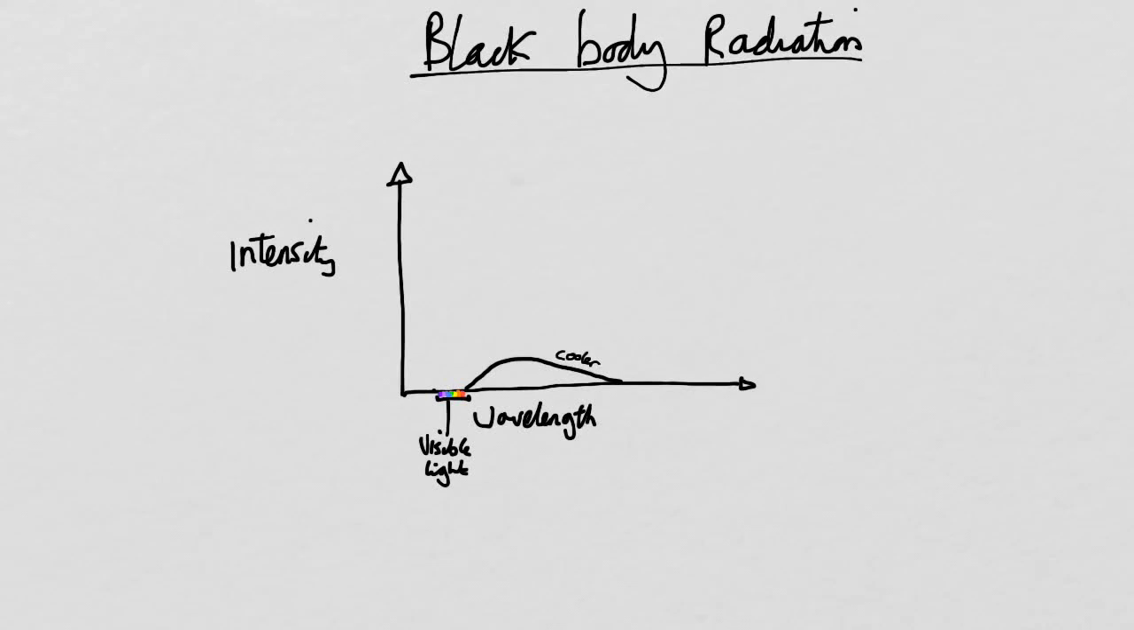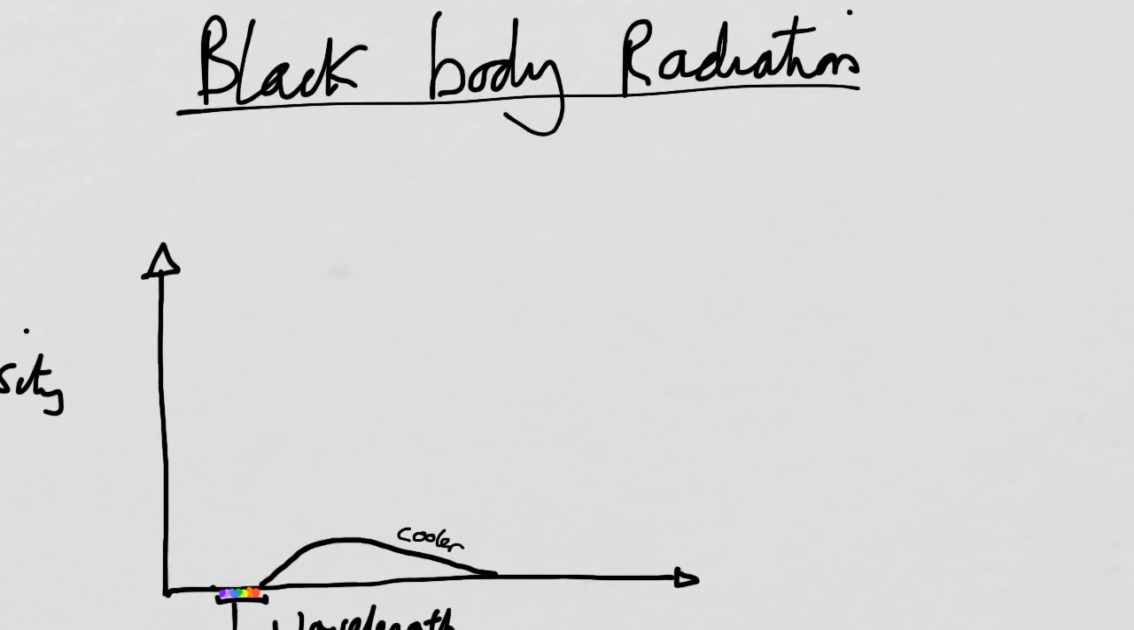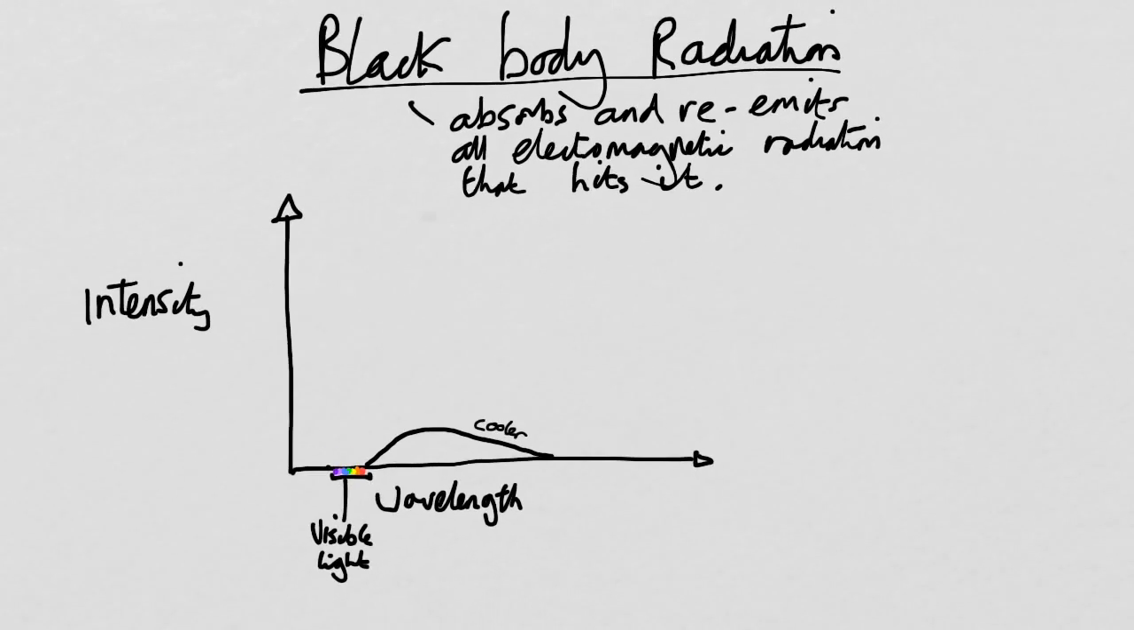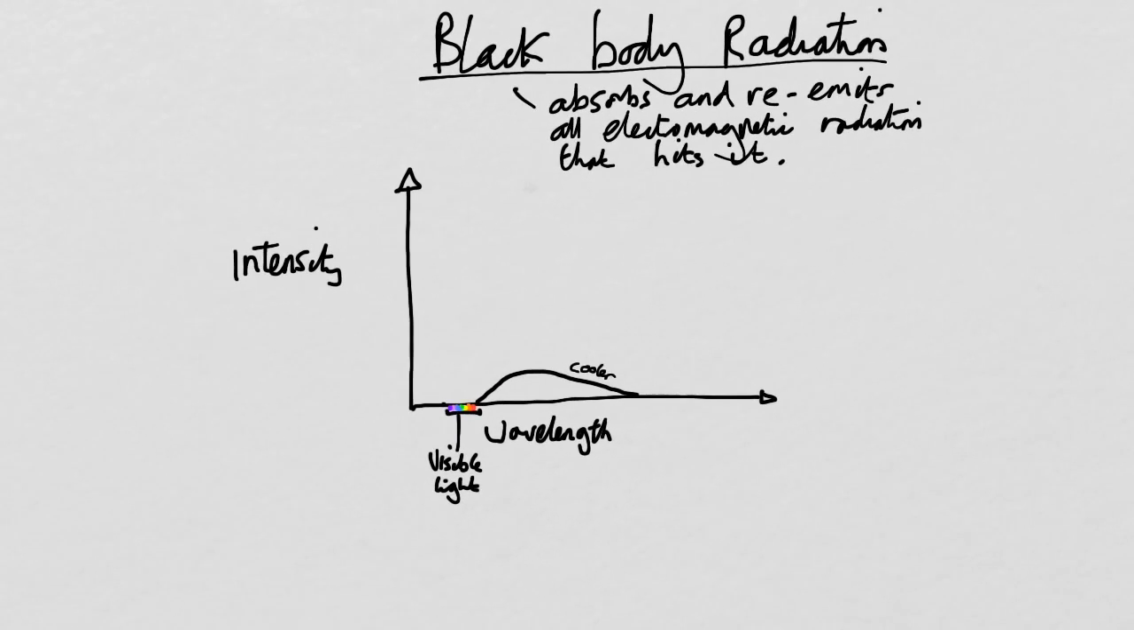Right, we'll look at blackbody radiation today. So firstly, we're going to define what a black body is in physics. In physics, we say a black body is something that will absorb and re-emit all of the radiation that hits it. Every single bit of electromagnetic radiation that hits this object will be absorbed and then re-emitted.